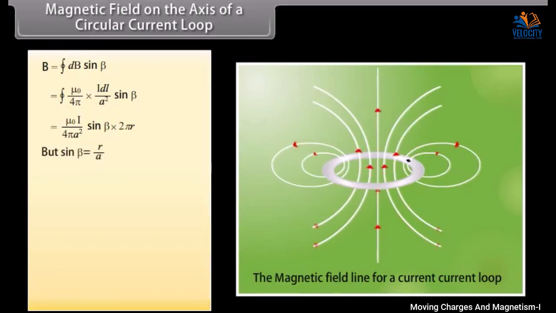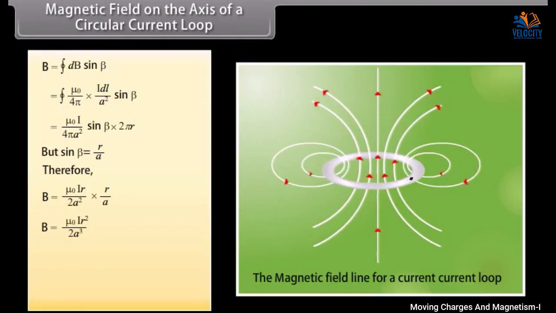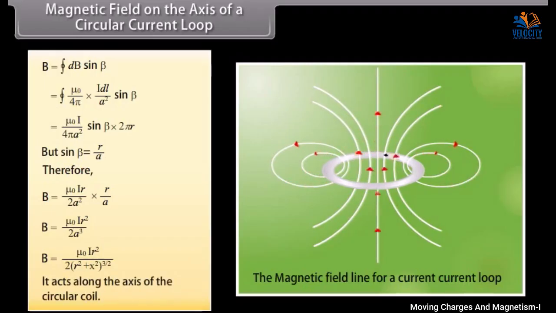But sine beta is equal to r upon a. Therefore, total magnetic field at P is equal to mu naught I r square divided by 2a cube. We can also write this equation as mu naught I r square divided by 2 times r square plus x square within parentheses raised to the power 3 by 2. This magnetic field acts along the axis of the circular coil.